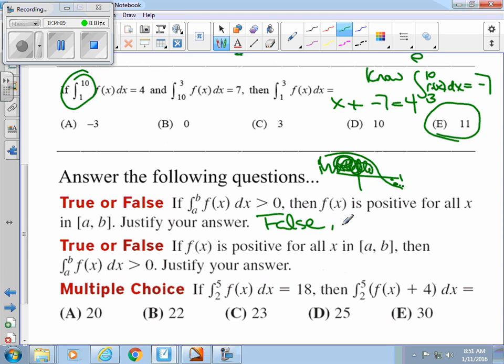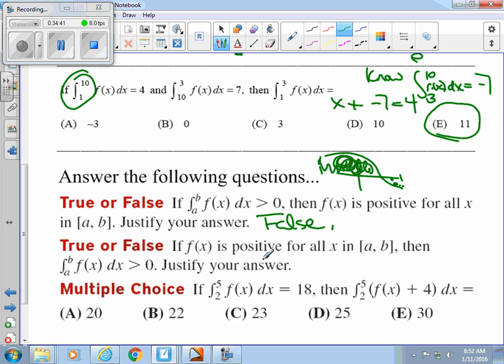Why? What's my justification? And you don't have to be fancy with calculus. Just use regular words. It'll be fine. Yeah, as long as the positive amount of area outweighs the negative amount of area, the integral will be positive, even if the function occasionally is negative. Does that make sense? So that's a perfectly good justification.